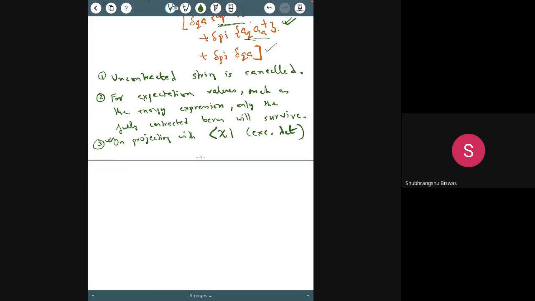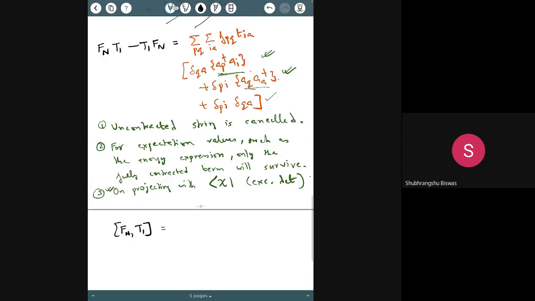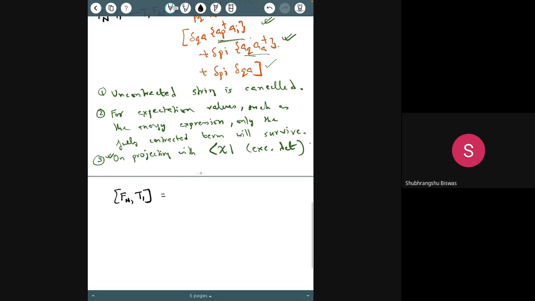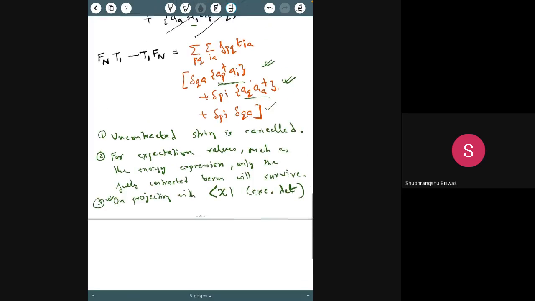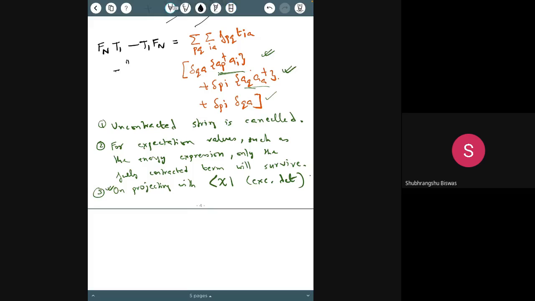So now we have this commutator FNT1. We have evaluated that, I won't write it again. I'll just show you this one. This is equal to the commutator FNT1. And I now want to project with some chi j to b function.